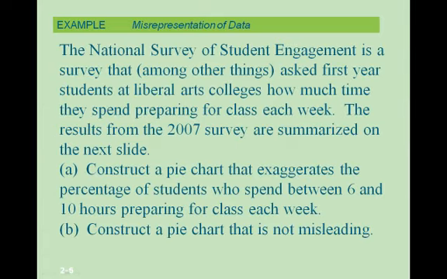In this next example, the National Survey of Student Engagement is a survey that, among other things, asked first-year students at liberal arts colleges how much time they spend preparing for class each week. The results from the 2007 survey are summarized on the next slide. We will construct a pie chart first that exaggerates the percentage of students who spend between 6 and 10 hours preparing for class each week. Then we will construct a pie chart that is not misleading.